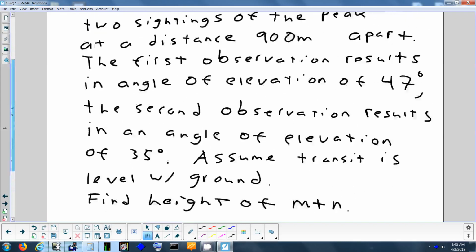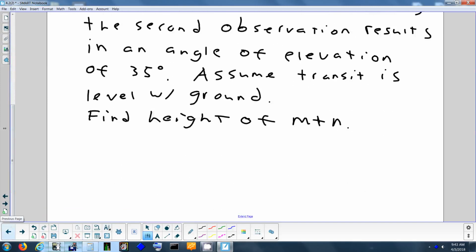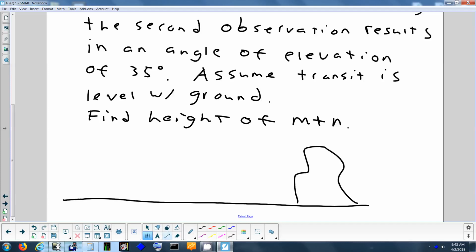Okay, so there's a lot of information there. What do you think it would be good to do with all that information? Yeah, draw it out. Word problem, definitely draw it out. Hopefully we're going to see some triangles in there and go from there. So first thing I'm going to do is draw the ground. It's as straight as I can draw without being able to draw a line. Okay, so there's the ground. There's the mountain.